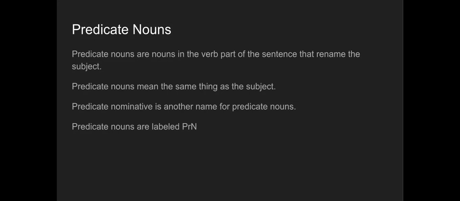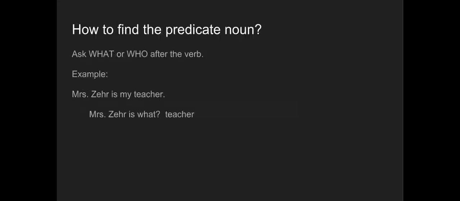Predicate nominative is another name for predicate nouns. So you might hear me say, okay, what's the predicate nominative instead of saying noun? They mean the same thing. Predicate nouns are labeled PRN. How do you find the predicate noun? Well, we ask what or who after the verb. For example, Mrs. Zier is my teacher. Mrs. Zier is what? Teacher. So teacher would be our predicate noun.